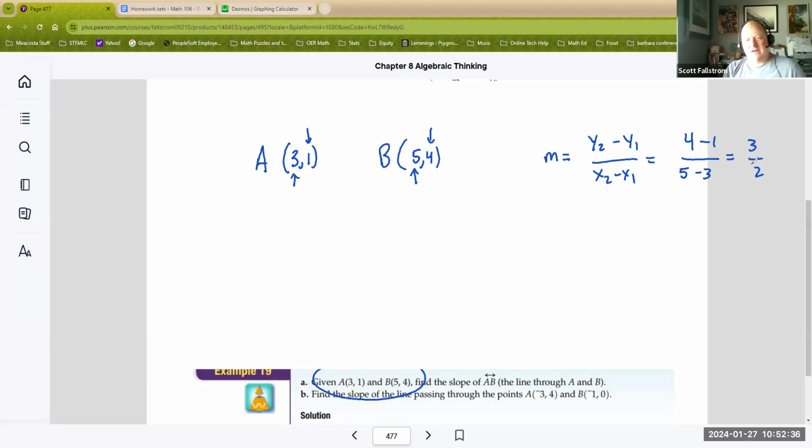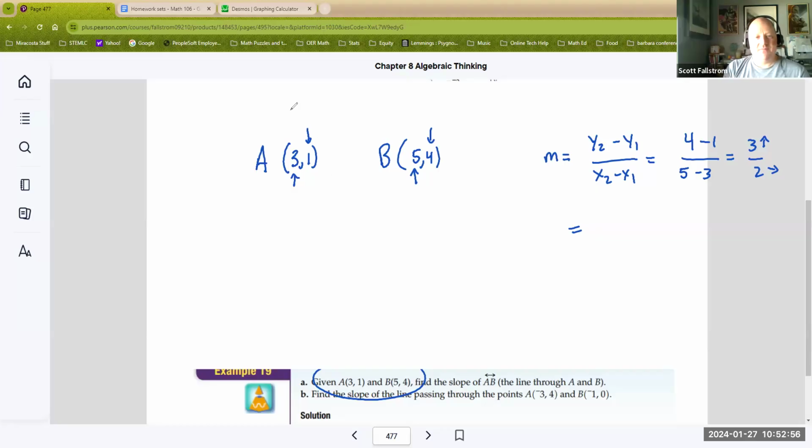If you want to divide that and get a decimal number, you can. It's 1.5. But honestly, the fractions actually might make it easier for you to see that I go up 3 every time I go right 2. Nice connection. There's oftentimes students who say, but wait, Scott, what if I switch those up? What if I did it backwards?